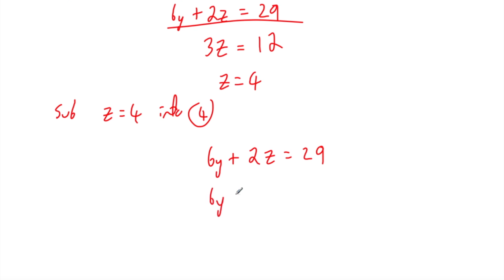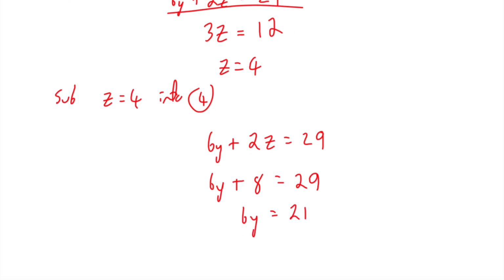So we'll have 6y plus 2 times 4, which is 8, and that's equal to 29. If we want to solve this, we take 8 away from both sides. So we get 6y equals 21. Then we divide both sides by 6, and we get that y is equal to 3.5, or £3.50.